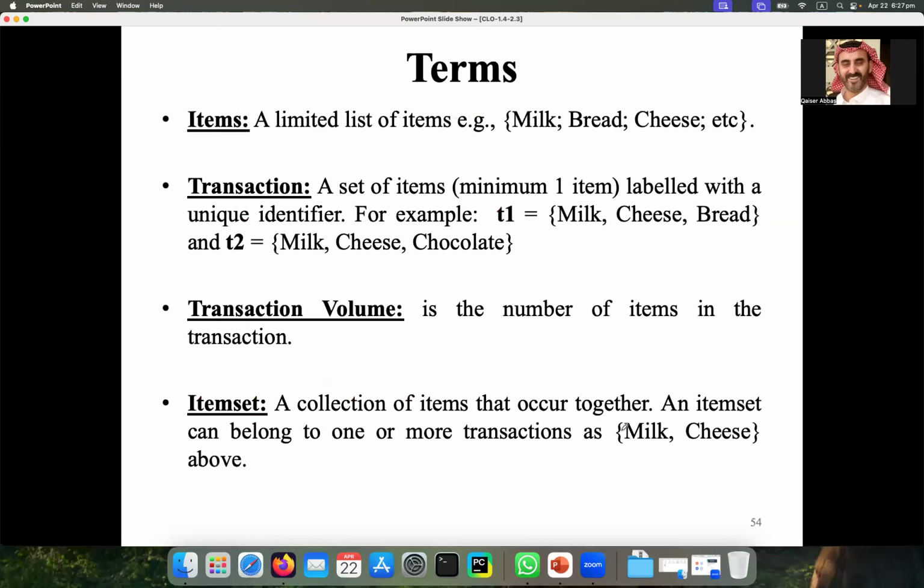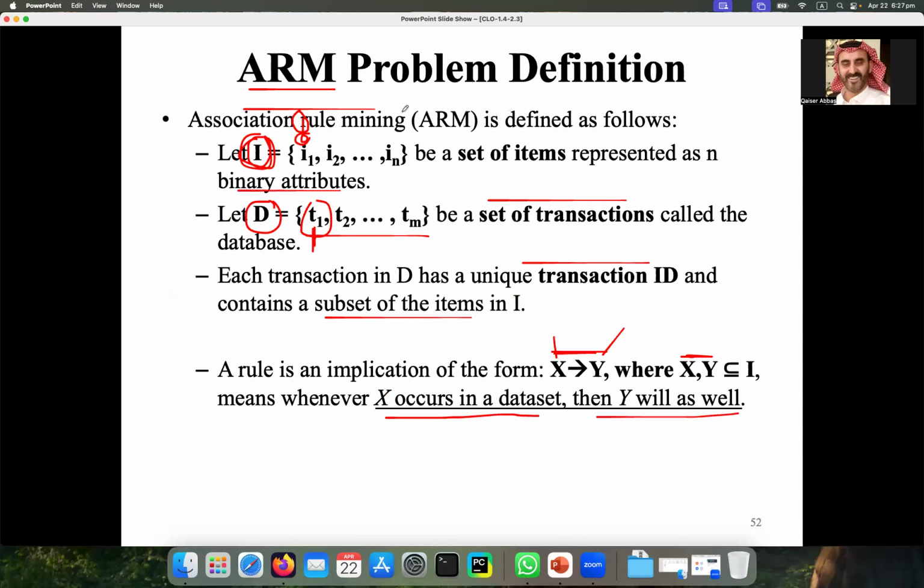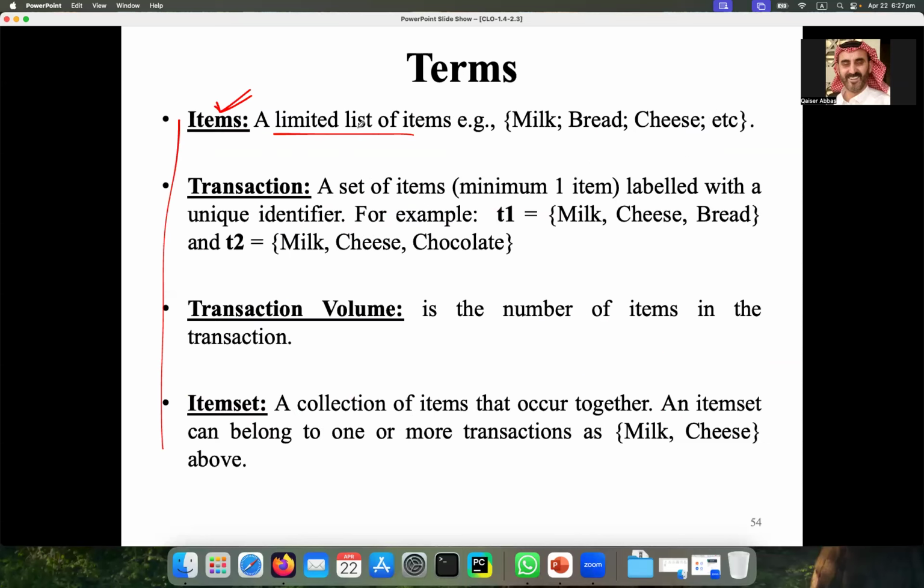Moving next. This is just a repetition. You know what an item is. Item is a limited list of items. For example, here, what is I? You know that this I is items. Here it is only an example: items are milk, bread. If you have something like that within the curly brackets, milk, these are the items.